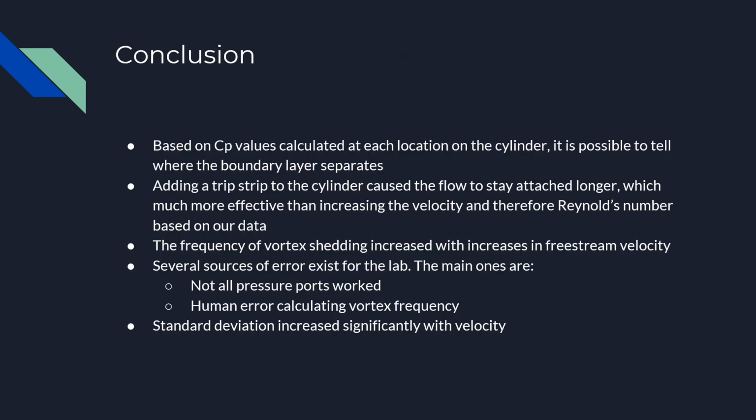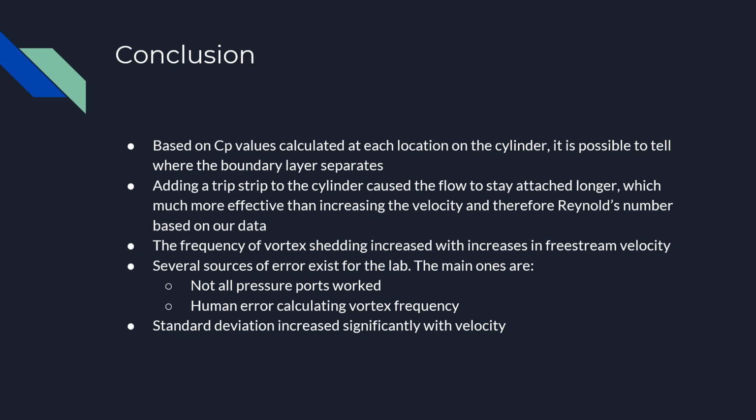Based on the data collected and analyzed in this lab, it is evident that the boundary layer did in fact separate partway over the surface of the cylinder. This is shown by plotting the coefficient of pressure versus angle of the pressure port it was measured from. Furthermore, as seen by the smoke visualization, the rate of vortex shedding increased significantly with an increase in Reynolds number, resulting in a lower Strouhal number as Reynolds number increased.